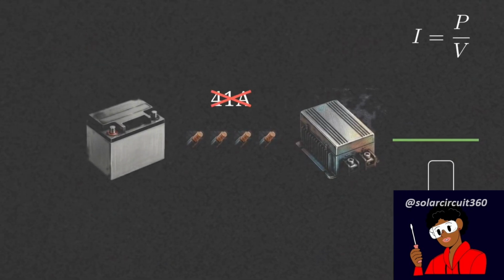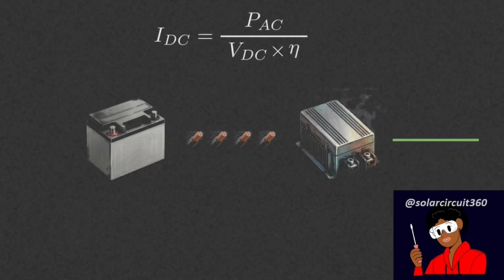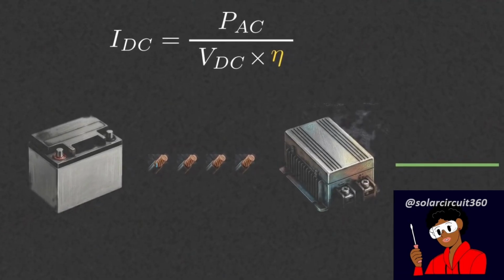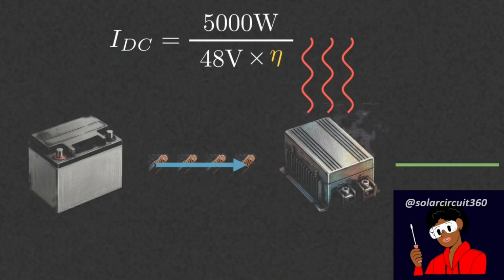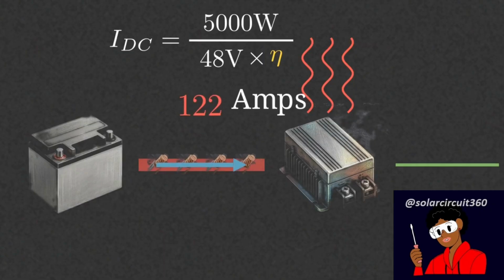Moving to the battery side, the formula changes. We have to introduce a new variable: inverter efficiency. The DC cables must supply both the required AC power and the additional energy lost to heat within the inverter itself. When the load approaches a full 5 kilowatt demand on a 48-volt battery bank, those efficiency losses drastically inflate the required amperage. The input requirement quickly spikes well past 100 amps.